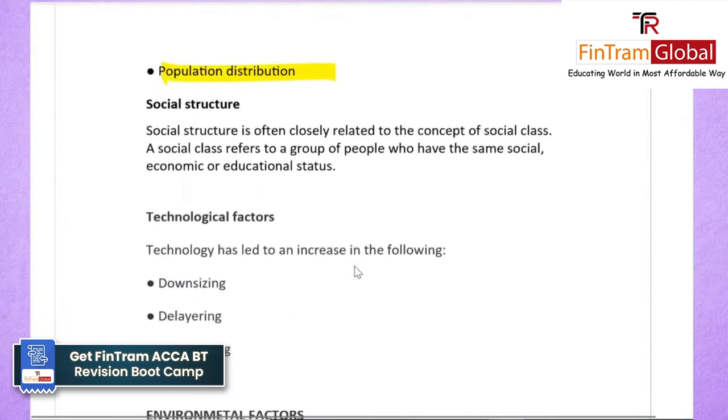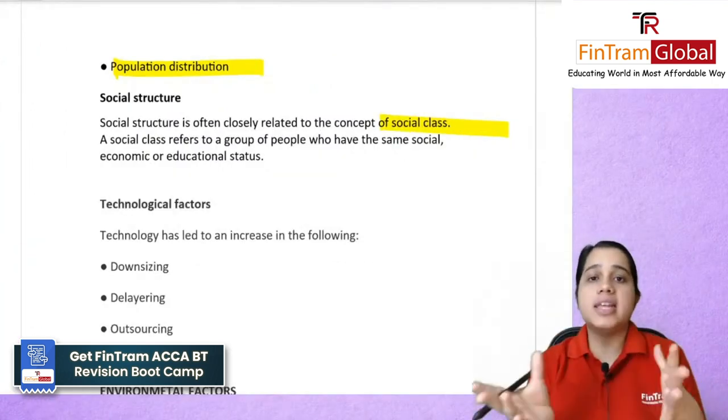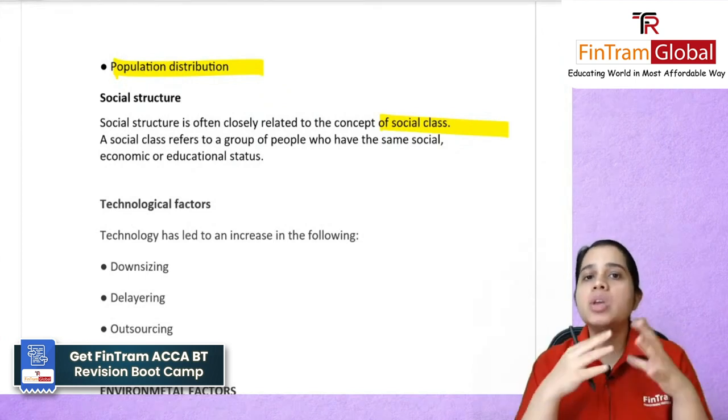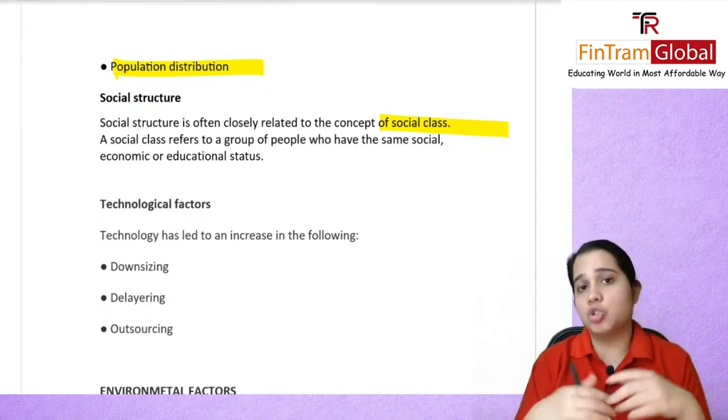Then you have your social structure, which is basically related to the concept of social class, which refers to a group of people who have the same social or educational status, right? So they will probably be grouped together in a social class. So if we have done similar degrees, or have the same background, then we are in a different social class as opposed to someone who is probably not that educated.